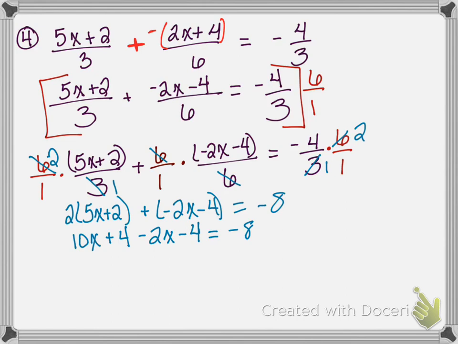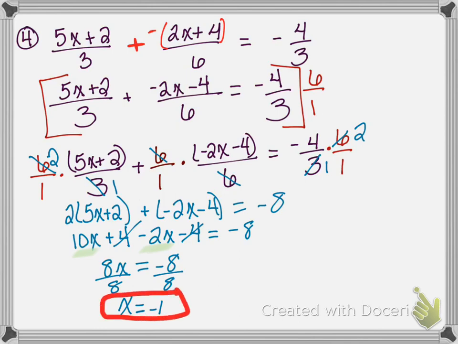I'm going to combine like terms, so I have 10x, negative 2x, so that's going to give me 8x. Then I have 4 and negative 4, so that cancels. So I'm left with 8x equals negative 8. I divide both sides by 8, and my answer here is x equals negative 1. And that is my final answer for number 4.